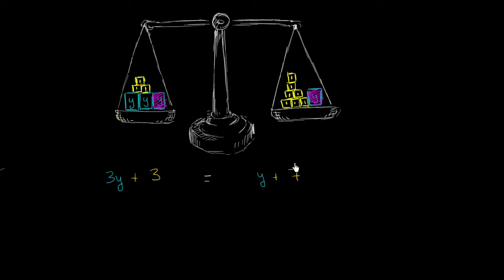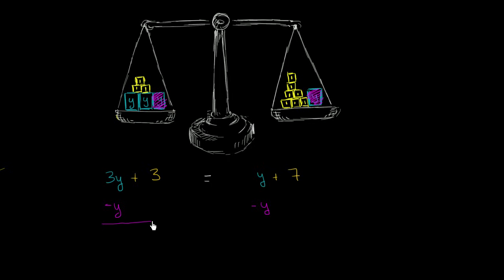Now, what would that look like algebraically? Well, I removed a y from both sides. So I subtracted y from the left-hand side, and I subtracted y from the right-hand side. That's exactly what I did. The mass, it had a mass of y. I don't know what that is, but I did take it away. I lifted that little block.